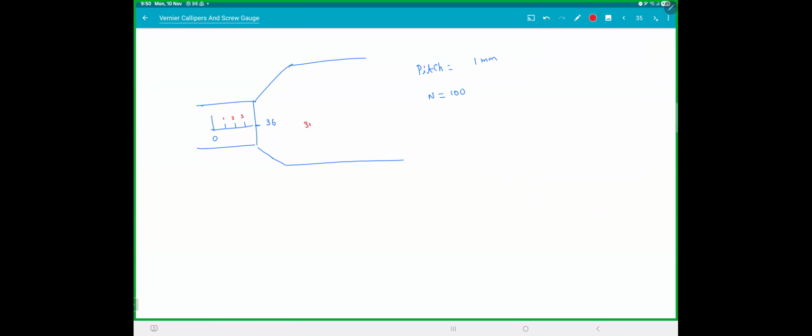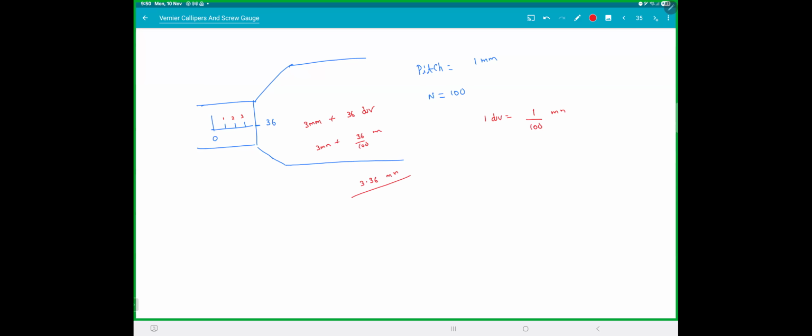So what is the meaning of this? You can see 3 mm plus 36 divisions. But what is each division? One division or the least count is one pitch by 100 mm. So this is 3 mm plus 36 by 100 mm. This is 3.36 mm. Are you clear how to do this? Clear with the screw gauge?